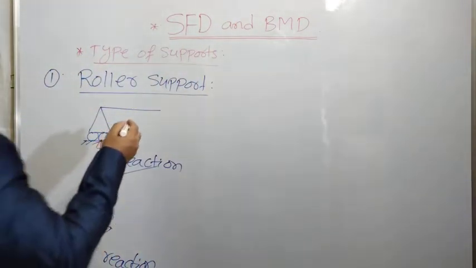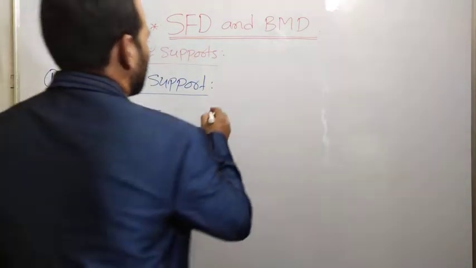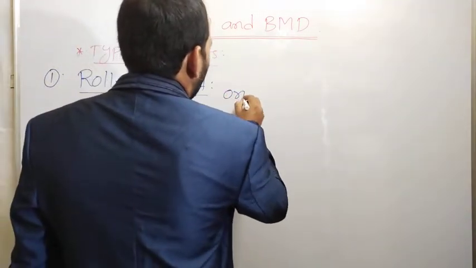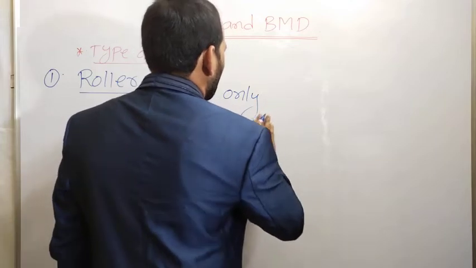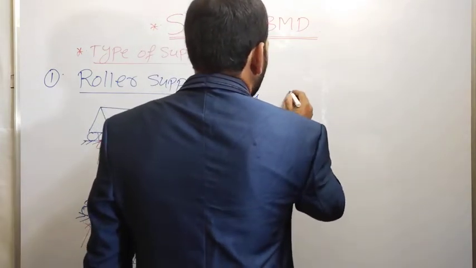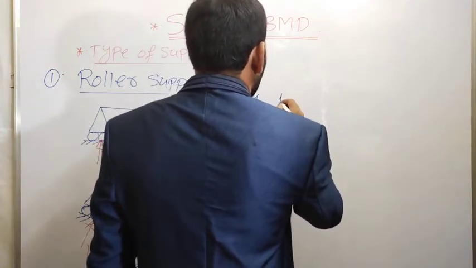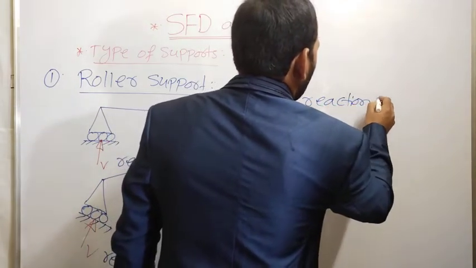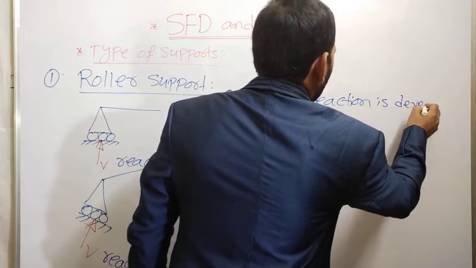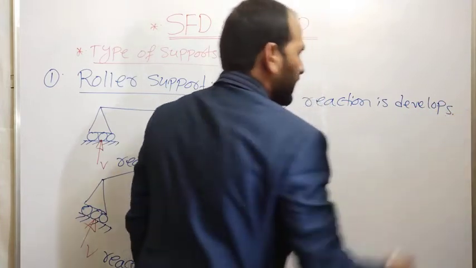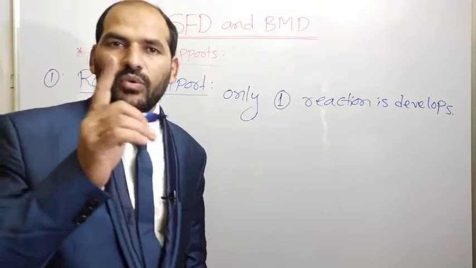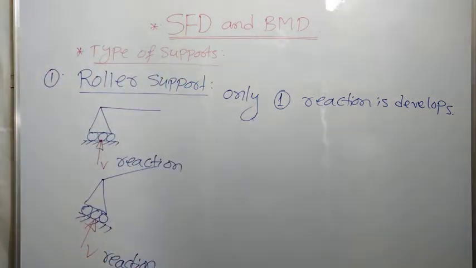So for a roller support, only one reaction is developed.